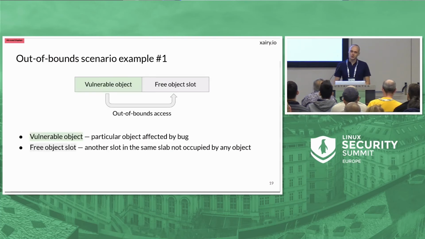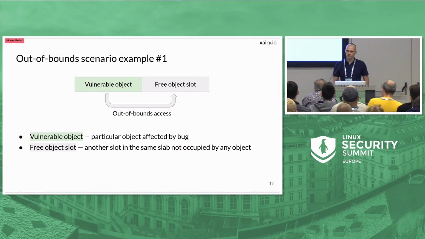Let's look at a few basic scenarios of how these memory corruptions can happen. We know that we have these slabs which have object slots, and let's assume that within one slot we have a vulnerable object. Throughout this presentation, whenever I say the word vulnerable object, that means a specific allocation that is affected by some kind of vulnerability.